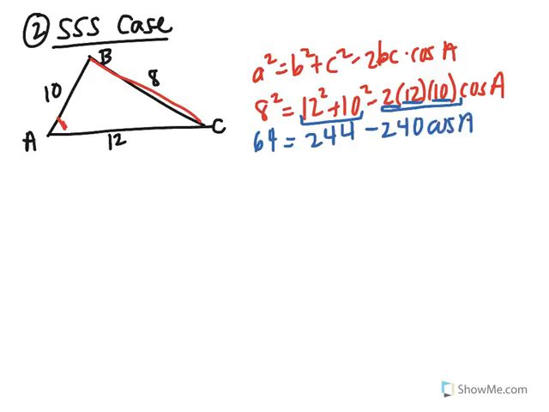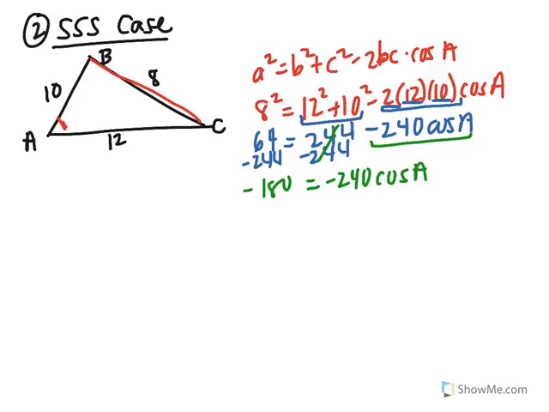Now I'm going to get the 244 over to the other side, and then I'll have this all isolated on that side. So I get negative 180, and this equals negative 240 times cosine of angle A. Since that's multiplying it, I divide out that negative 240. And when I do that, I get 0.075, and that equals cosine of angle A.